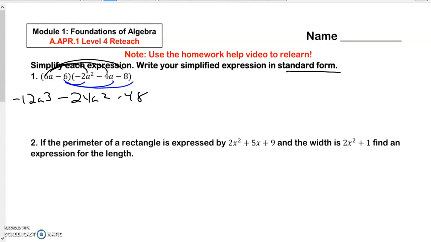Now when I do the negative 6, two negatives make a positive, so I'm going to get a plus 12a to the second. Two negatives make a positive, and I'm going to get a plus 24a. Two negatives make a positive, and I get a plus 48.